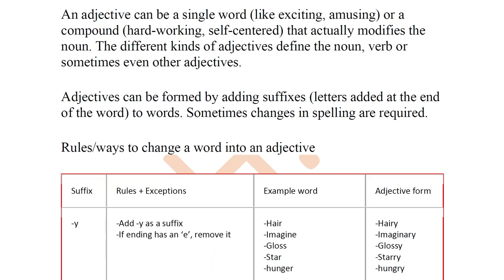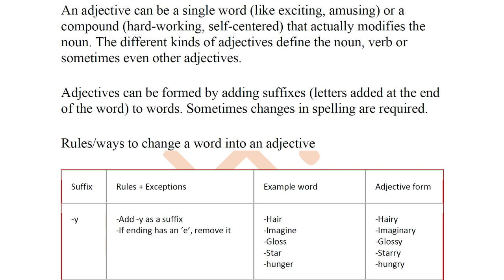Modifies means tells you more about the noun. Makes a change in the noun. Okay, it's not just a man. It's a tall man. It's a short man. It's an angry man. Okay. The different kinds of adjectives define the noun, verb, or sometimes even other adjectives. So as I told you, an adjective tells you not only more about a noun, it tells you more about a verb or even another adjective.